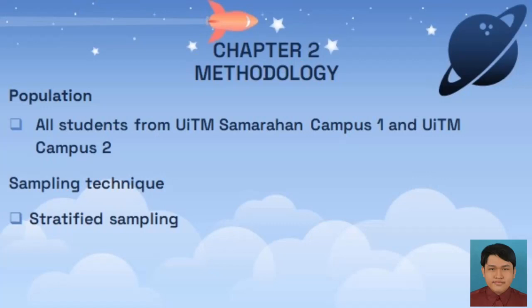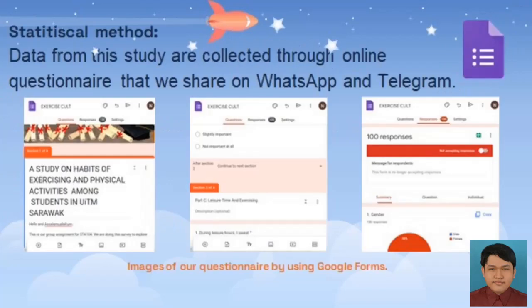Next is Chapter 2. Chapter 2 is about methodology. The population includes all students from UiTM Samarahan from Campus 1 and Campus 2. Our sampling technique is stratified sampling. Data from this study are collected through the online questionnaire that we made and shared on WhatsApp and Telegram.